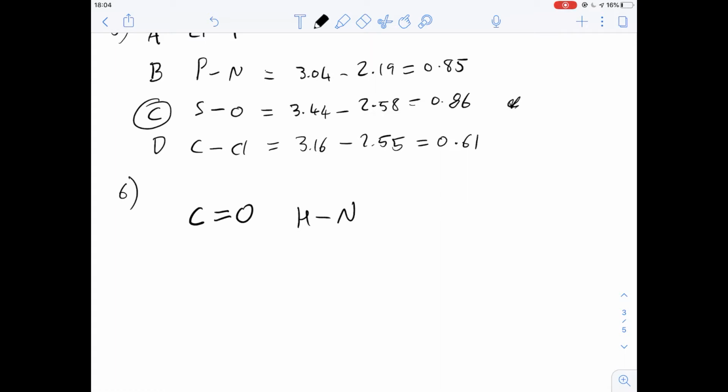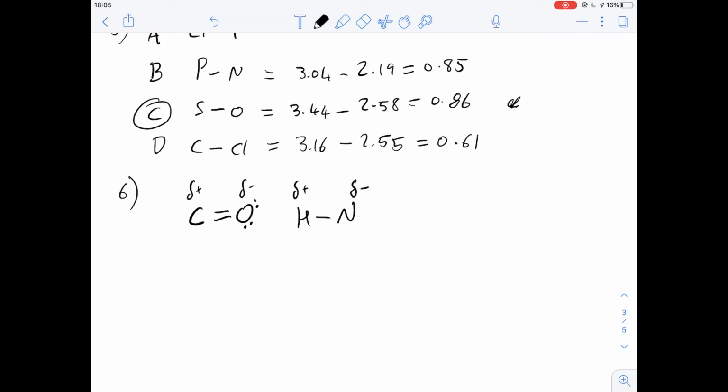So we know nitrogen is going to be more electronegative than hydrogen. So we can say this is going to be delta negative. It's going to have a slight negative charge. And this is going to be delta positive then. On the other side, we've got carbon and oxygen. Oxygen is more electronegative, so we're going to have a delta negative side and a delta positive side here.